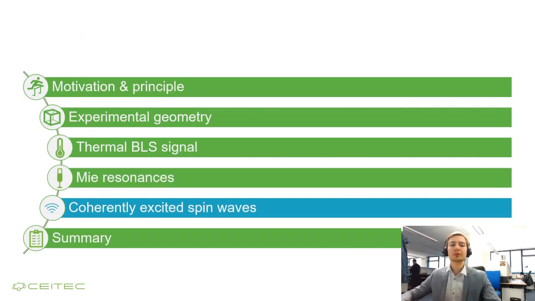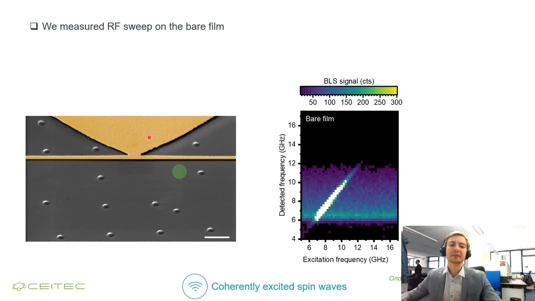So to verify our technique, we also performed experiments with coherently excited spin waves. So we fabricated a conducting antenna in the vicinity of our disks, and this antenna serves as a spin wave source via the Ørsted field coupling to the magnetic layer. So first of all, we performed a kind of conventional experiment with the RF excitation of the spin waves. We park our beam spot in the vicinity of the antenna, sweep the frequencies of the RF source, of the waves which travel through the antenna, and detect.